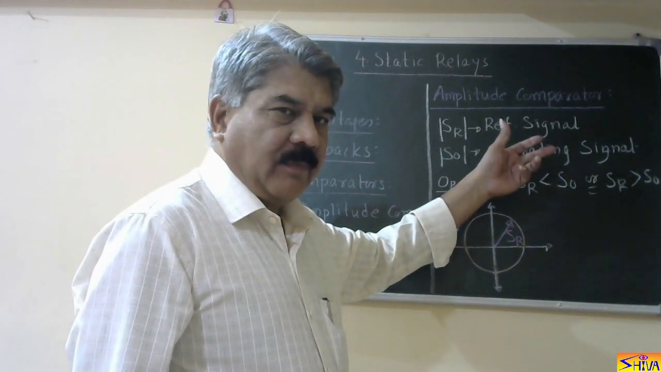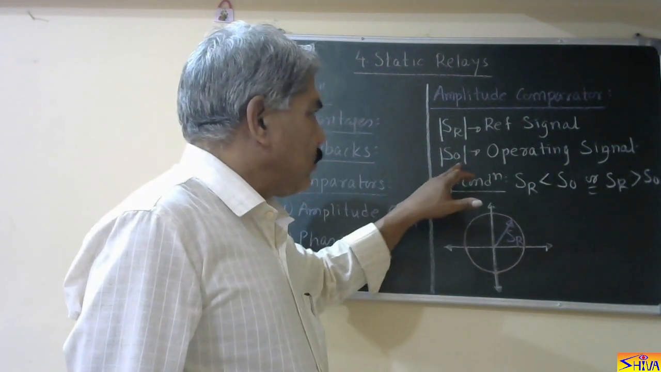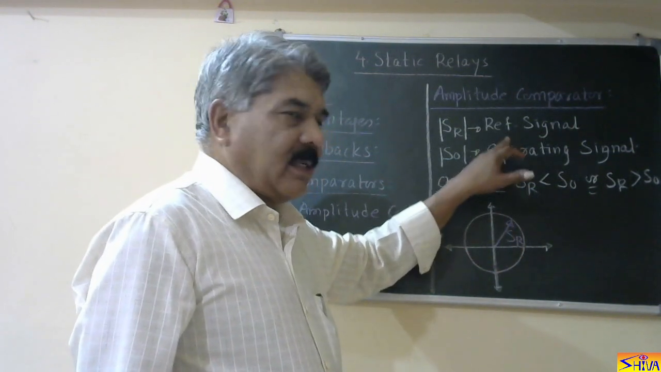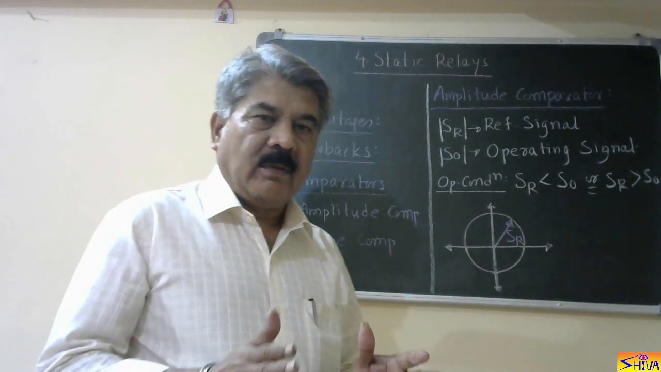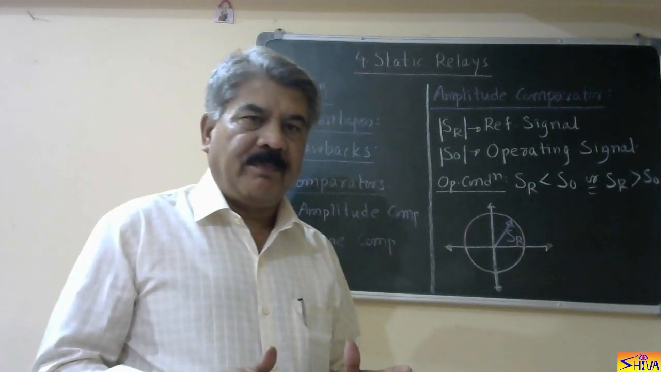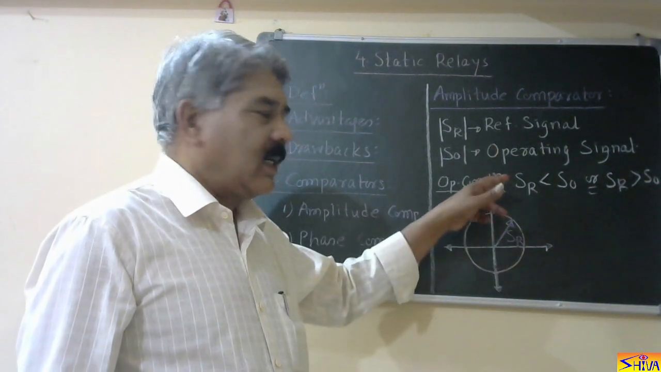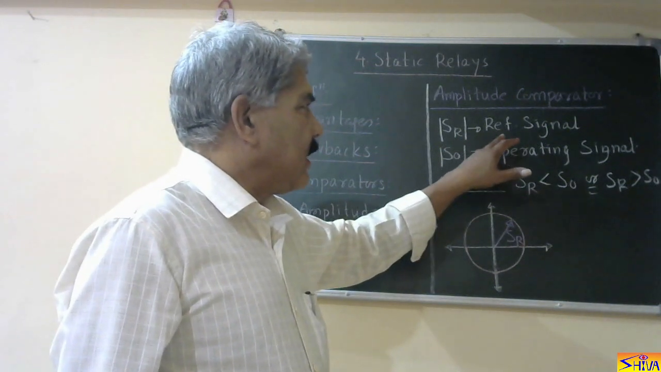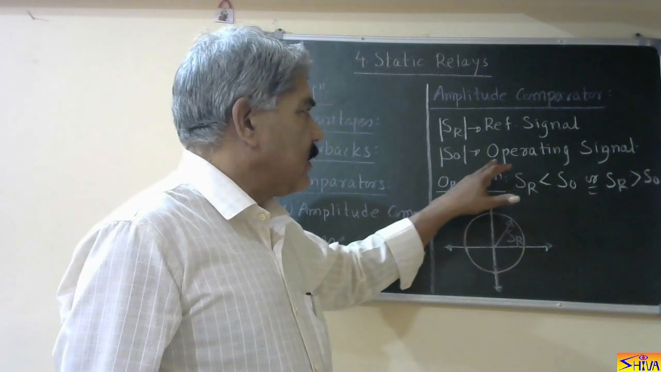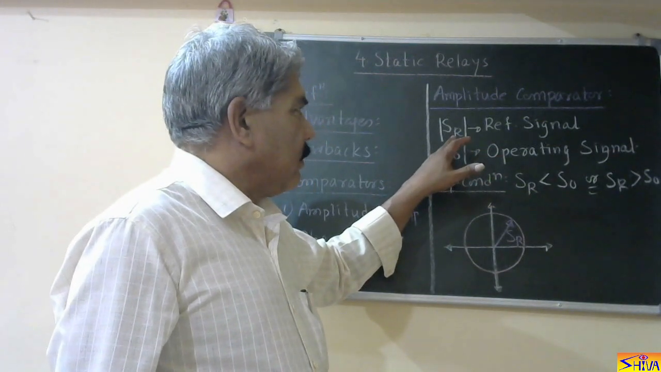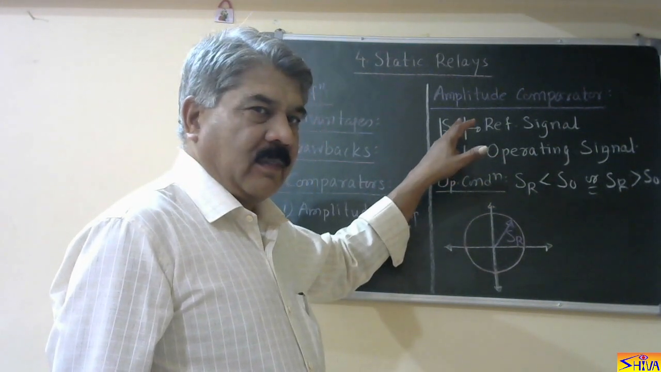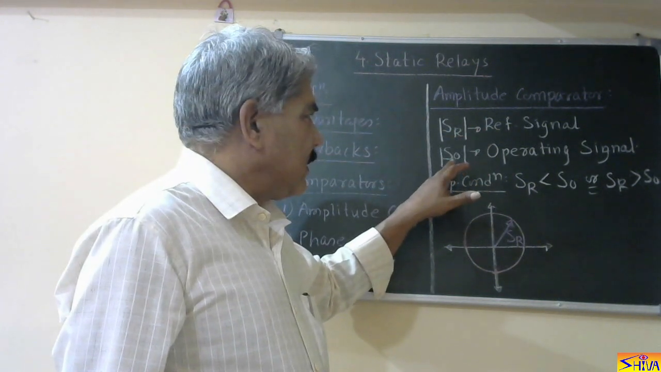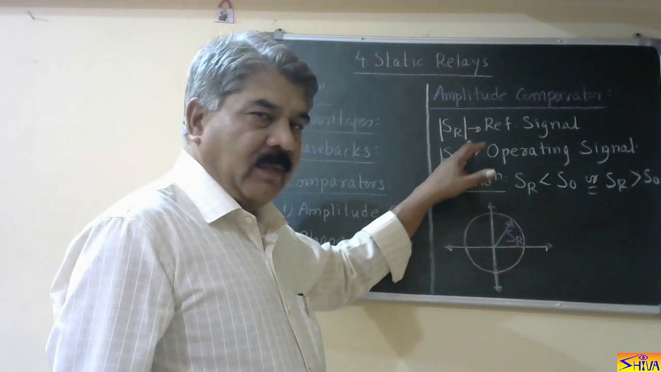Suppose SR is reference signal. It can be voltage or it can be current. SO is operating signal. Again, it can be current or it can be voltage. It can be impedance. This can also be impedance. Condition is both the signals should be having same nature. So current, voltage, or impedance. So SR is, let us say, reference signal. SO is operating signal. So if we write precisely this SR, this will consist of SR magnitude and angle, say phi 1. If we write precisely this SO, it will consist of SO magnitude and angle phi 2.